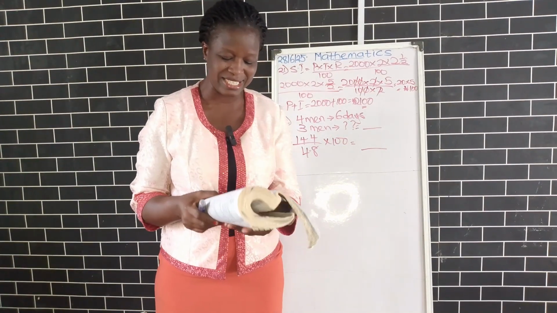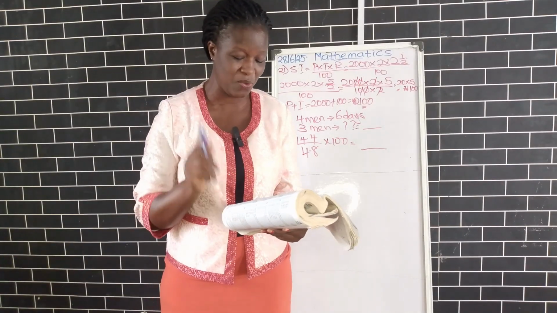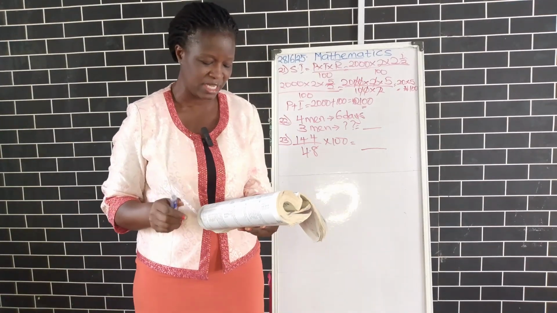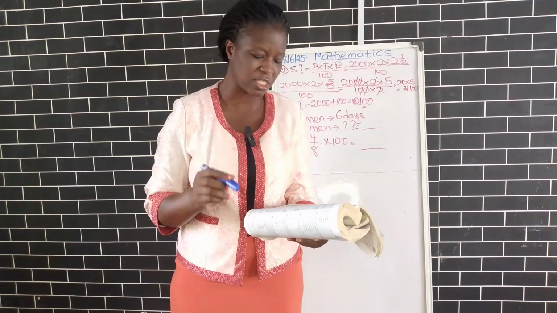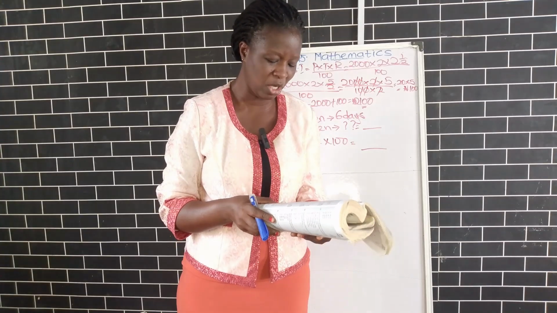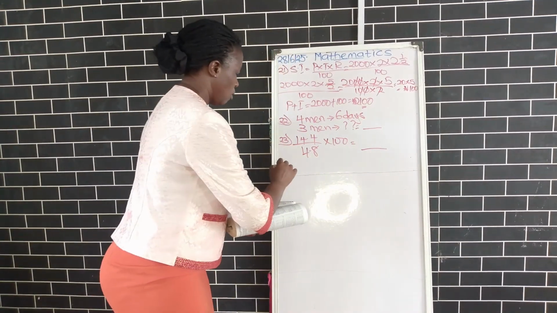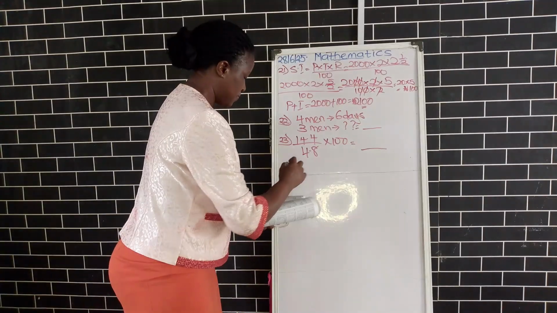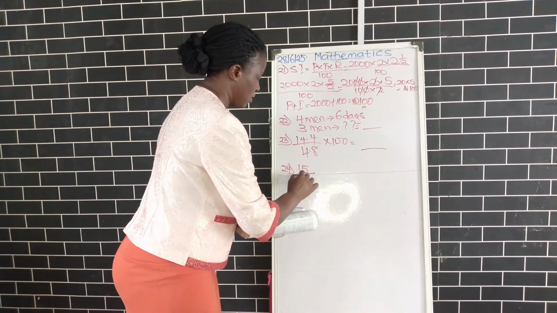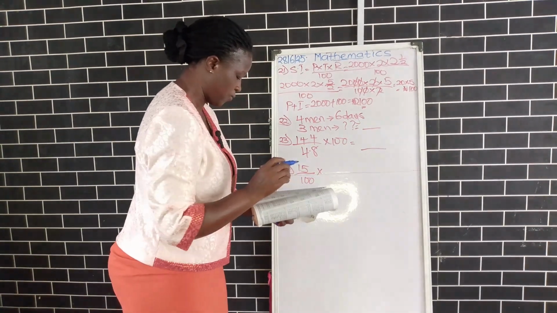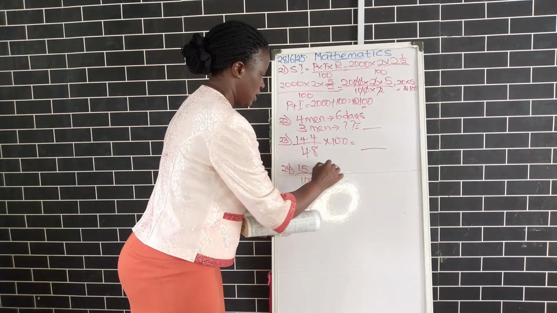A trader allows a discount of 15% on all goods which cost more than 10 naira. Anywhere you hear the word percent, it is over 100. How much discount will he give on something costing 60 naira? So number 24. 15%, that is 15 over 100. And they said the good costs 60 naira.